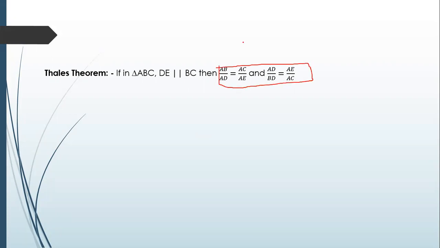So let us try to draw the figure. Suppose this is a triangle ABC, and we draw a parallel line DE through this point. So let me name it. So this is A, this is B, this is C, this is D, this is E. And what is the condition that is applied here? That is DE is parallel to BC.